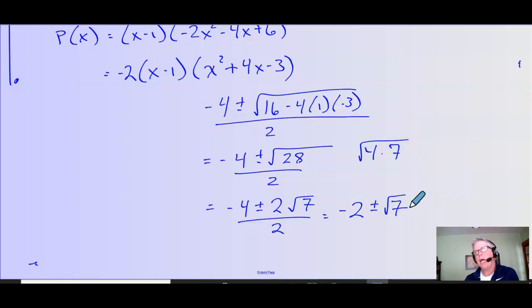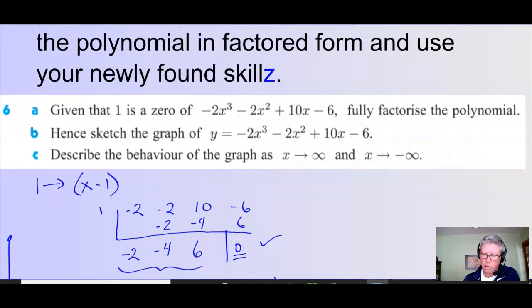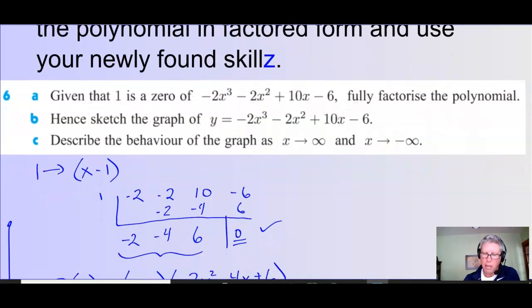All right, that is an answer that your technology is not going to give you. But I guarantee you on the IB exams, they're going to want to know exact values. All right, so all we're doing, ladies and gentlemen, is putting our skills together. So I think this problem asks for, hence sketch the graph. All right, describe the behavior of the graph.